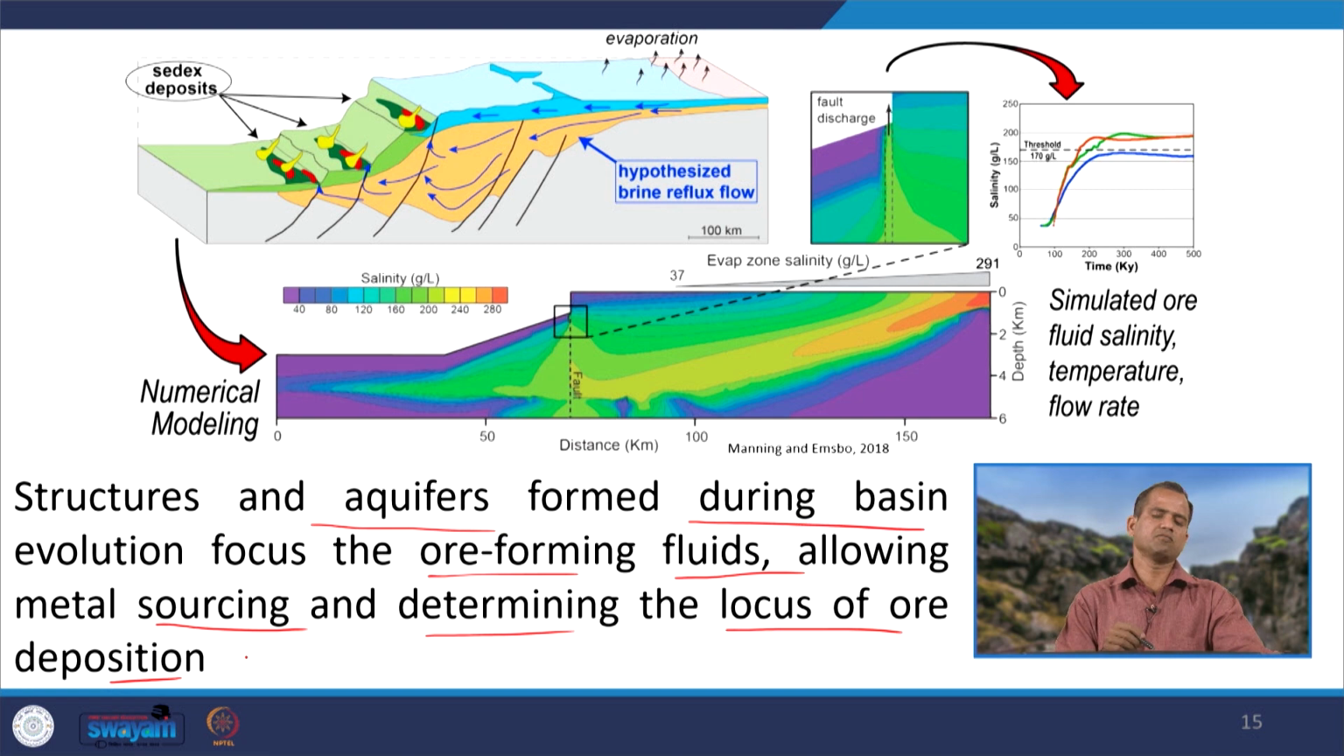There are simulations that were carried out by many researchers, showing how the metal intake increases with the increase of salinity, and which metal intake increases depends upon the composition of the saline solution as well as the composition of the host rock that is involved.